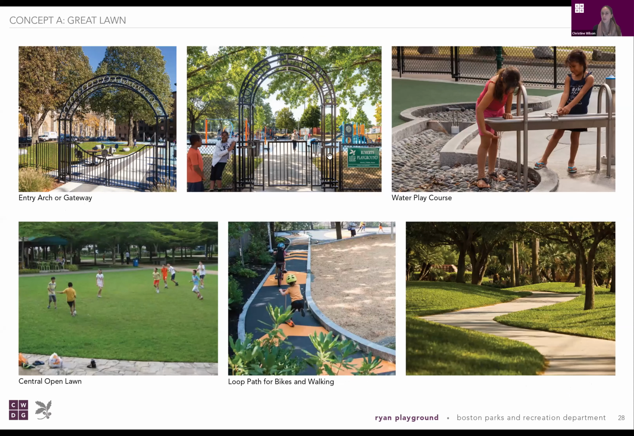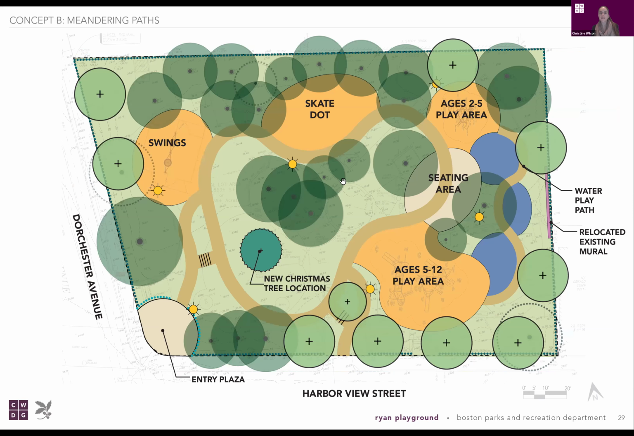So a gateway element on the corner could look a little like this. Here's a great lawn, a path where you can ride bikes around that loop. And the water play area is large enough that you could have a circuit of water play instead of just nozzles coming up. That's a different concept. So moving forward, this is B, meandering paths.